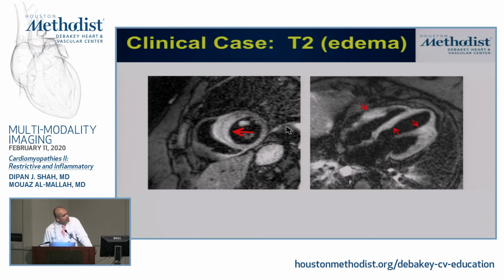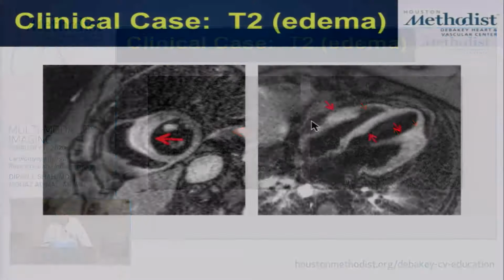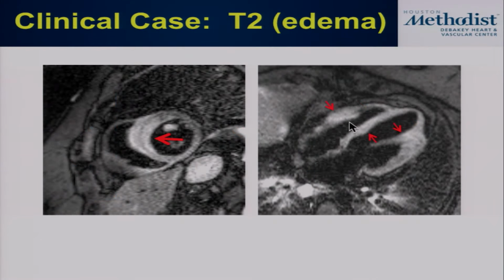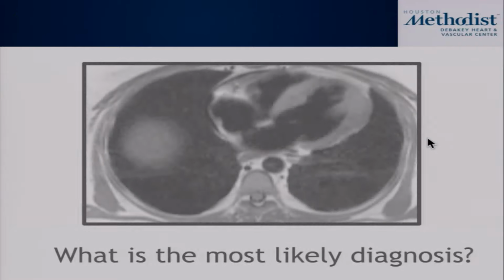And I think you can appreciate here that those areas where we saw a focal increase in wall thickness are also areas where you see an increase in T2 signal, which suggests that this hyperenhancement that we're seeing is in fact acute, not due to chronic scar.